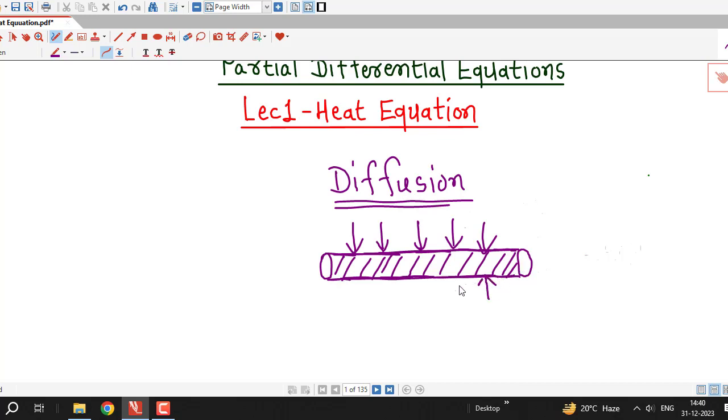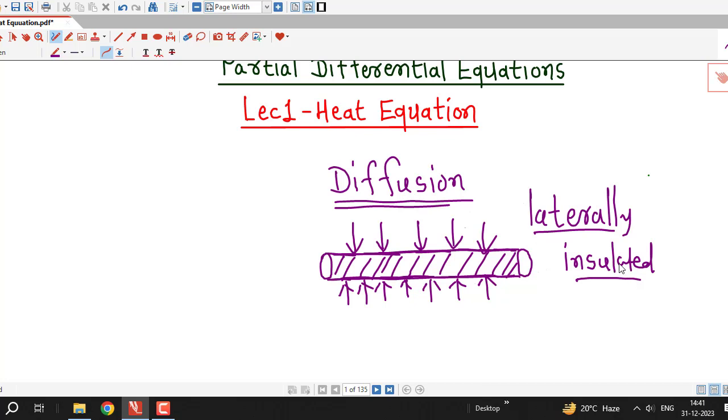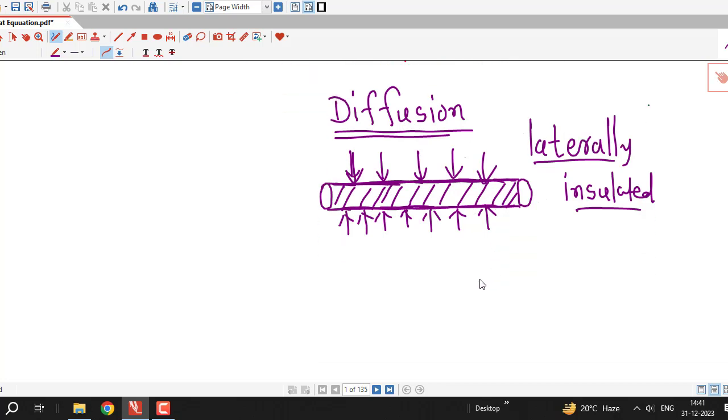Here we can also say that there is no heat flow on both sides of the metal bar. So in that case we can say that the metal bar or metal rod is laterally insulated. Laterally insulated means there is no heat flow from these sides of the metal bar. With this assumption, suppose this end is denoted by capital A, this end is denoted by capital B, and the length of the bar is capital L.